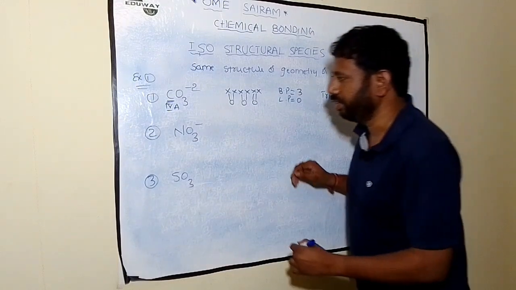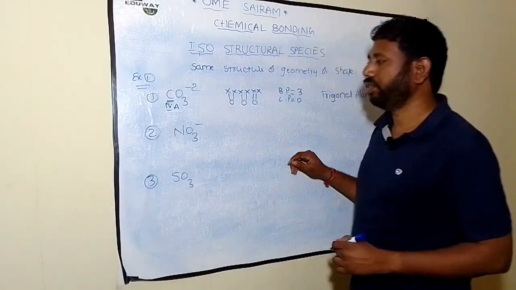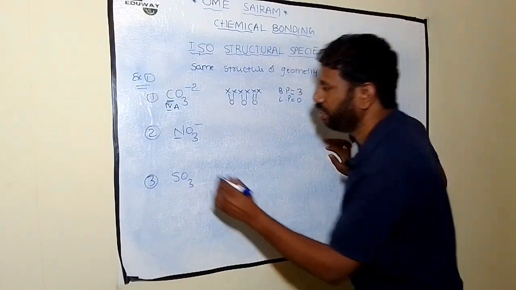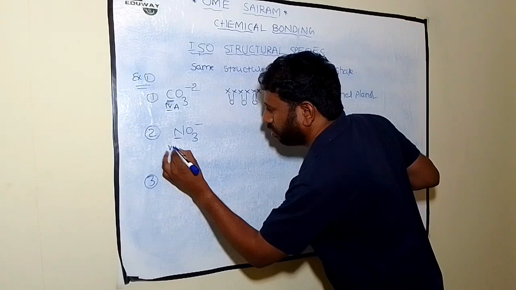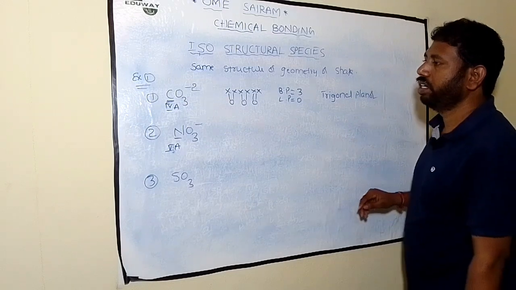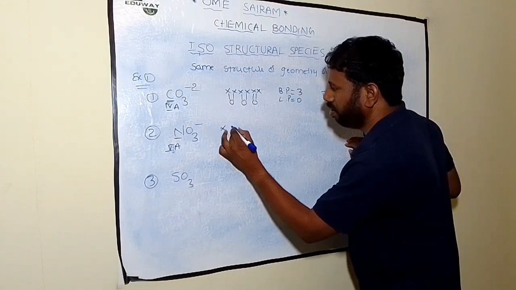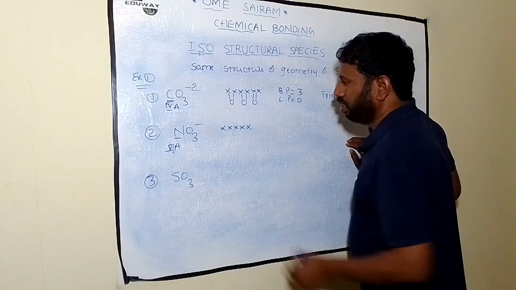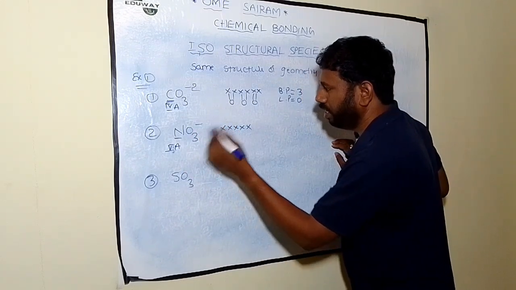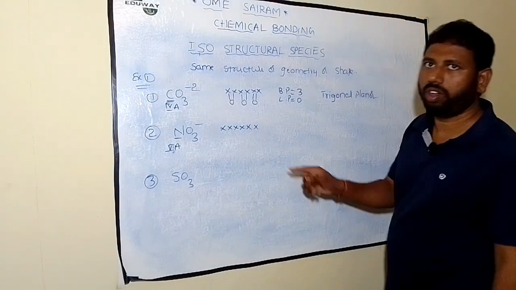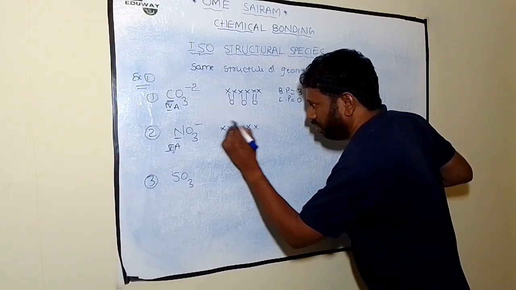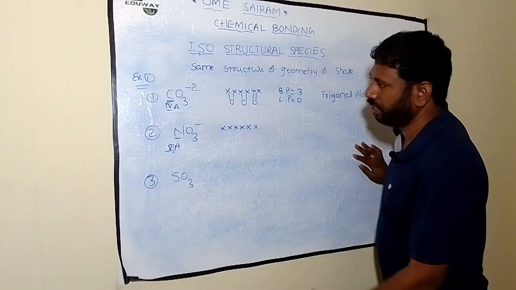Okay. Next, nitrate ion, NO3 negative charge. Here, what is the central atom? Nitrogen is the central atom. This nitrogen belongs to 5th A group element. That means it contains 5 valence electrons, and along with 5 valence electrons, 1 negative charge. That means one more extra electron is present. That means now 6 valence electrons are there.